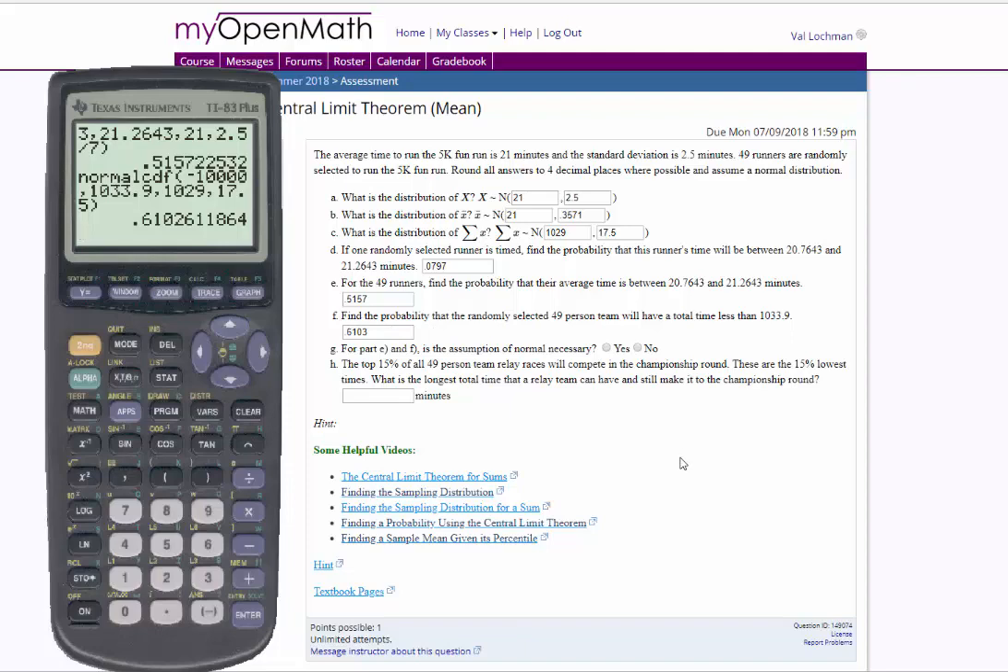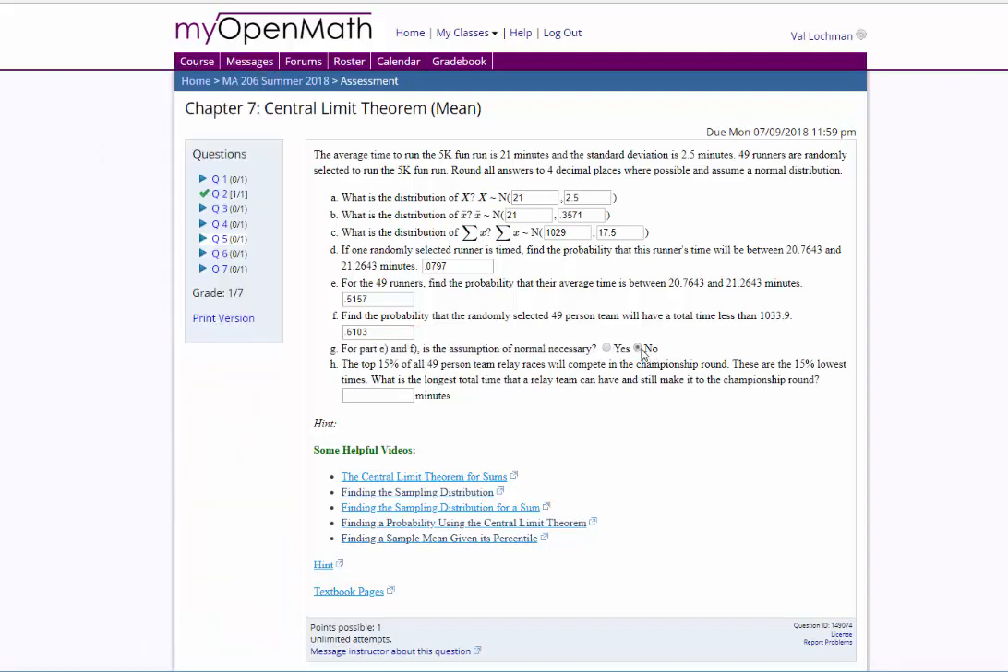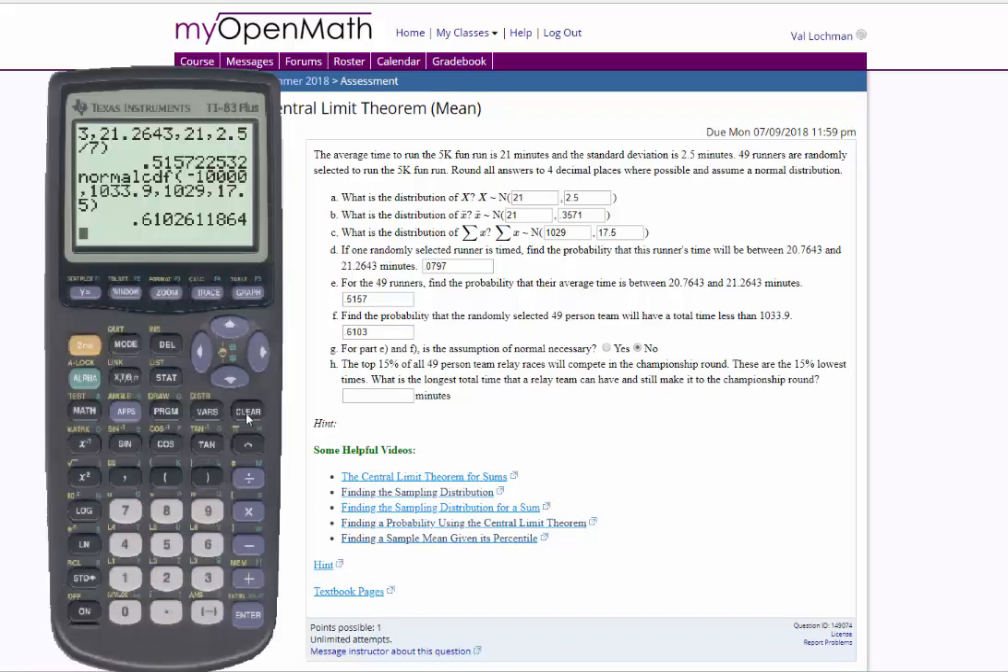Next question. For parts E and F, is the assumption of normality necessary? The answer here is no. Our sample size is large enough. We don't need to worry about normality for the population. Okay, so that's good. And the last question.